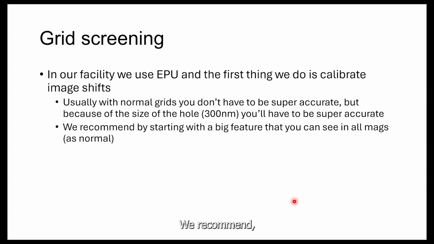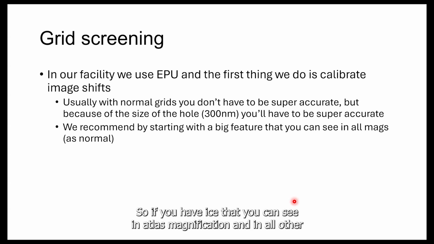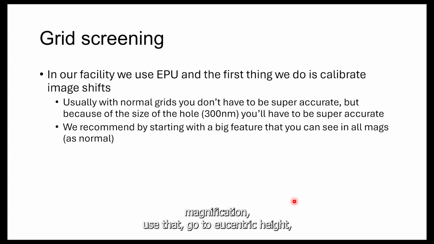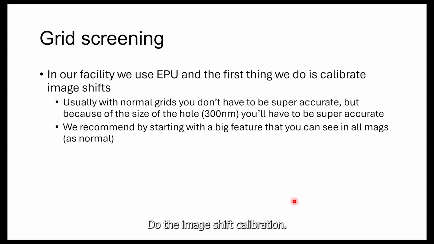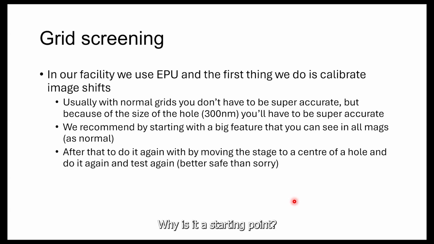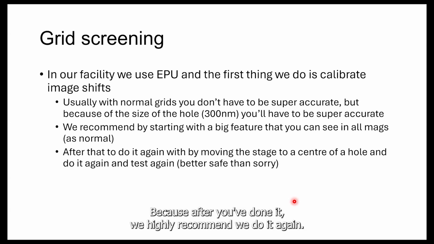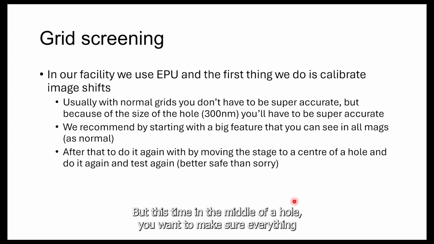We recommend, as normal, to start with a big chunk of feature. So if you have ice that you can see in Atlas magnification and in all other magnifications, use that, go to eucentric height, make sure you see that feature, align everything towards it, do the image shift calibration, and this is a good starting point. Why is it a starting point? Because after you've done it, we highly recommend doing it again, but this time in the middle of a hole.